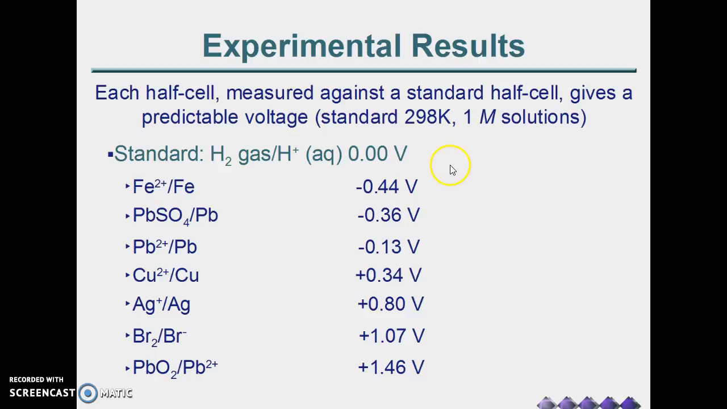You can do something similar with the metals and a lemon if you wish. Some labs do this. I like to do that. And so when you measure against the hydrogen and you have an iron electrode with iron 2+ ions available, you get a negative 0.44 volts. When you measure the hydrogen electrode against the silver ion silver, it gives a positive 0.80 volts.